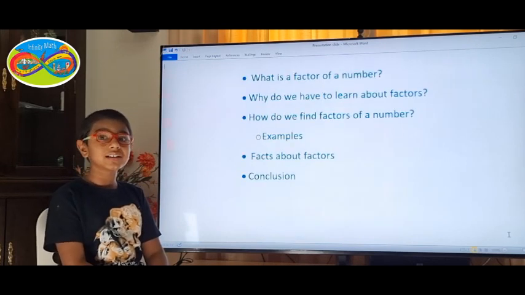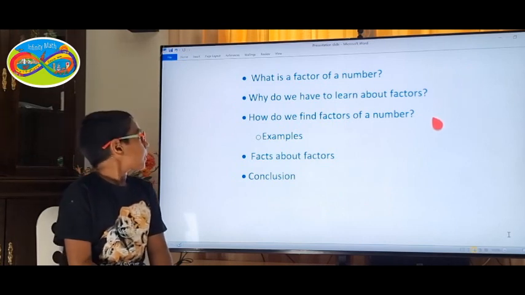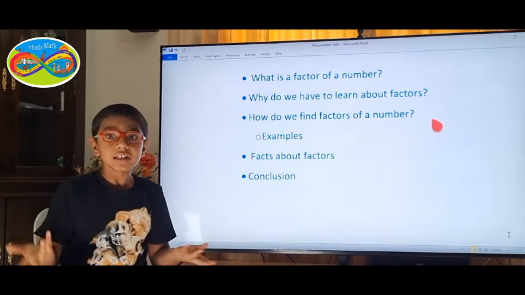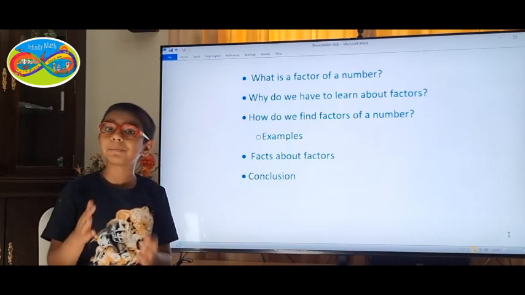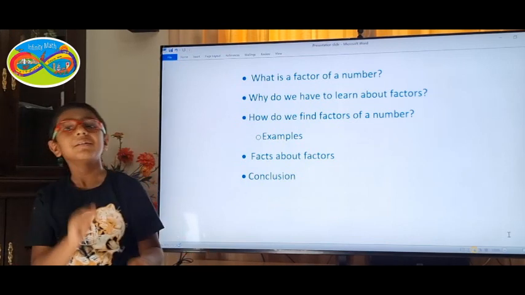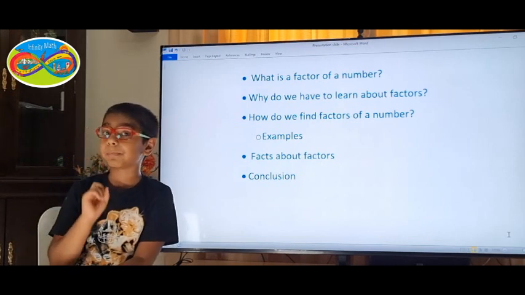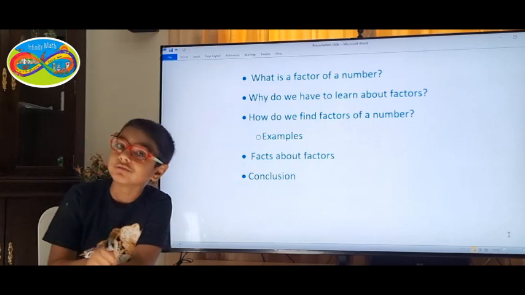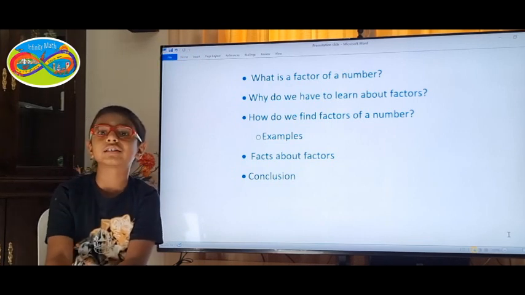What we'll be learning today is factors of a number. Why do we have to learn about factors? How do we find factors of a number? And examples. Without examples, we won't understand that much. Examples help us understand, so that's why we need to see some examples. And then I'll teach you some important facts about factors that you should keep in mind. And for the conclusion, I'll give you some worksheets so you'll never forget factors and factoring.